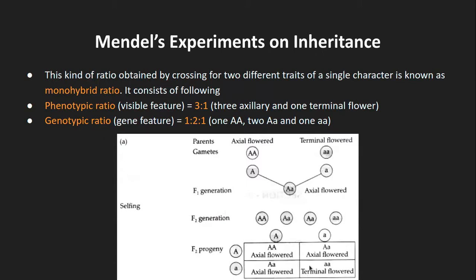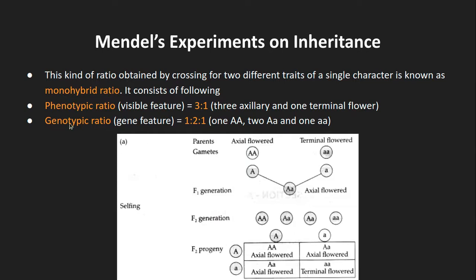Again, the same thing is being shown here, just in a different format. We need not look at this particular part, but what's most important is this box. Capital A, capital A, homozygous dominant. Capital A, small a, heterozygous dominant, showing axillary phenotype. Capital A, small a, again heterozygous, both different alleles, showing axillary phenotype. And small a, small a, homozygous recessive, showing the terminal phenotype.